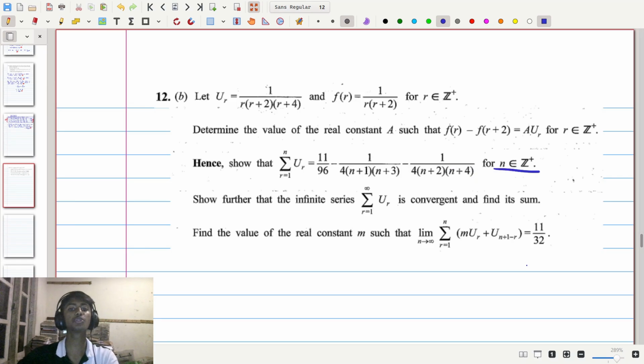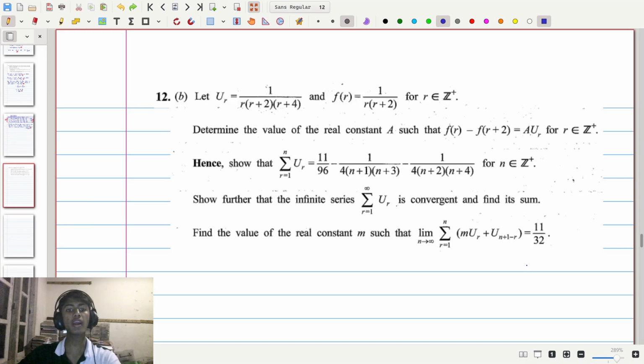We are then asked to show further that the infinite series, the sum from r equals 1 up to infinity, for r equals 1, 2, 3, 4 and so on, of u of r terms all added together, is convergent, meaning it's not infinite or some undeterminable value, it is instead a constant, and we are asked to find that value of the sum.